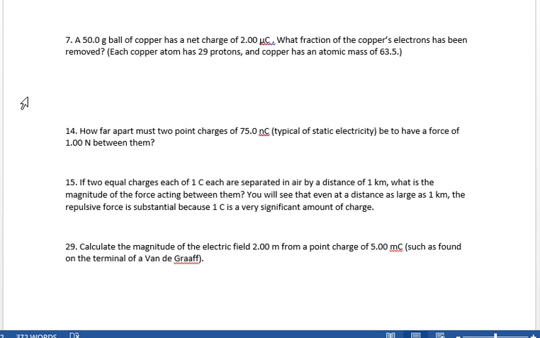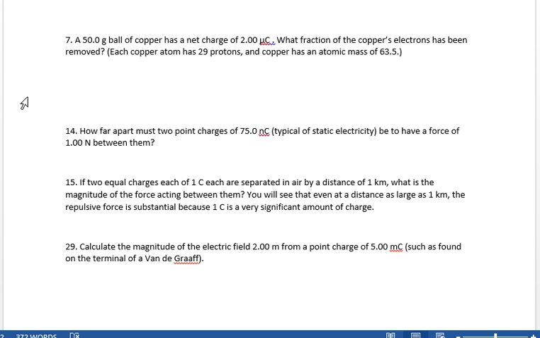Alright, Chapter 18, Problem 7. We have a 50-gram ball of copper with a net charge of 2 microcoulombs. What fraction of the copper's electrons has been removed?